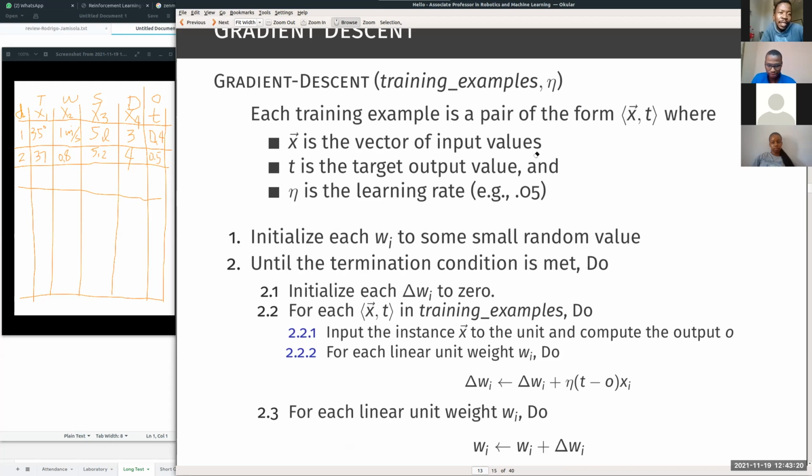I think this is for a specific I. Huh? This is for a specific I. Okay. Yes. So we don't need to sum all the T minus O's because this is only concerned with the specific I that we're dealing with. Are you sure?